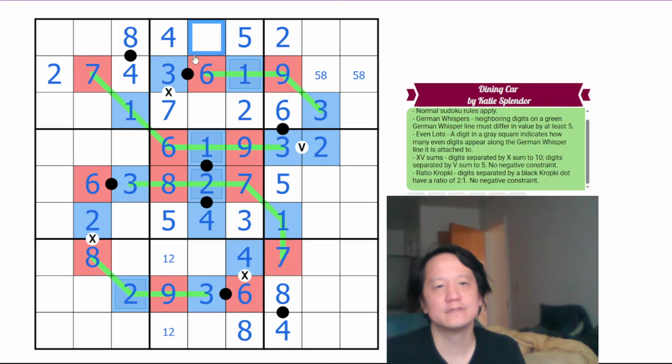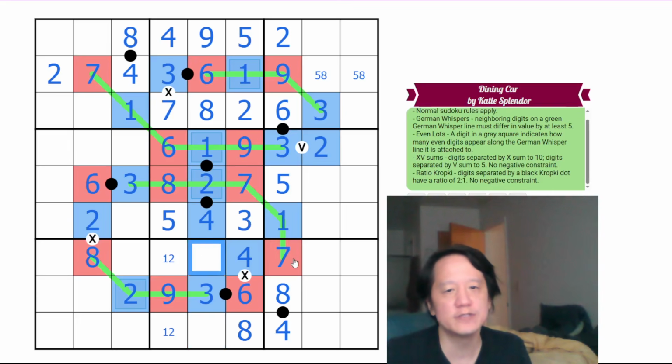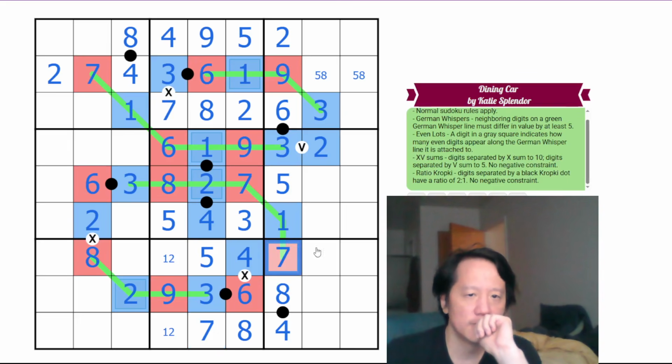Excuse me, this 8 eliminates 8 here, so that's 9 and 8. The remaining digits in column 5 then have to be 5 and 7, and it can't be 7 here because of 7 in the row, so that's 5, that's 7.